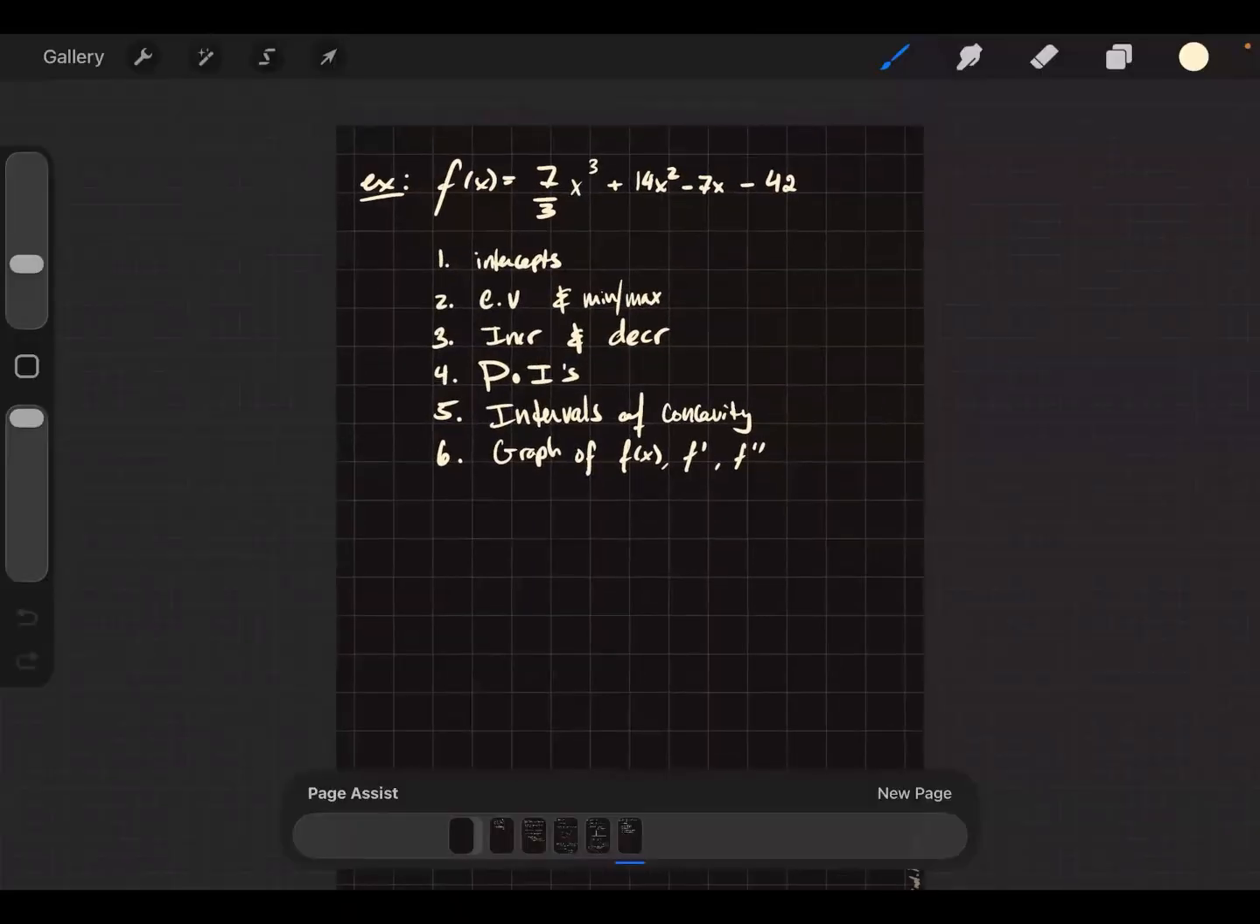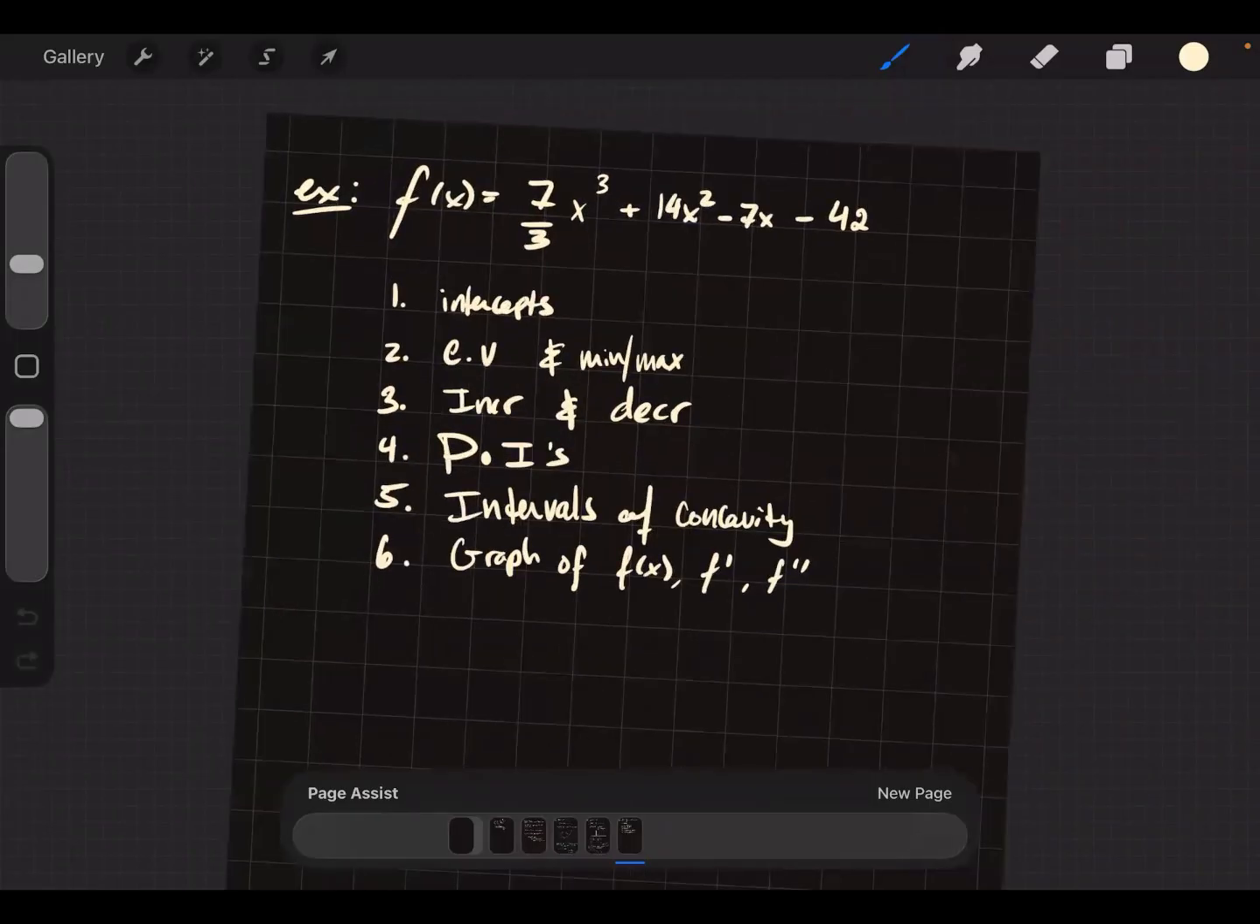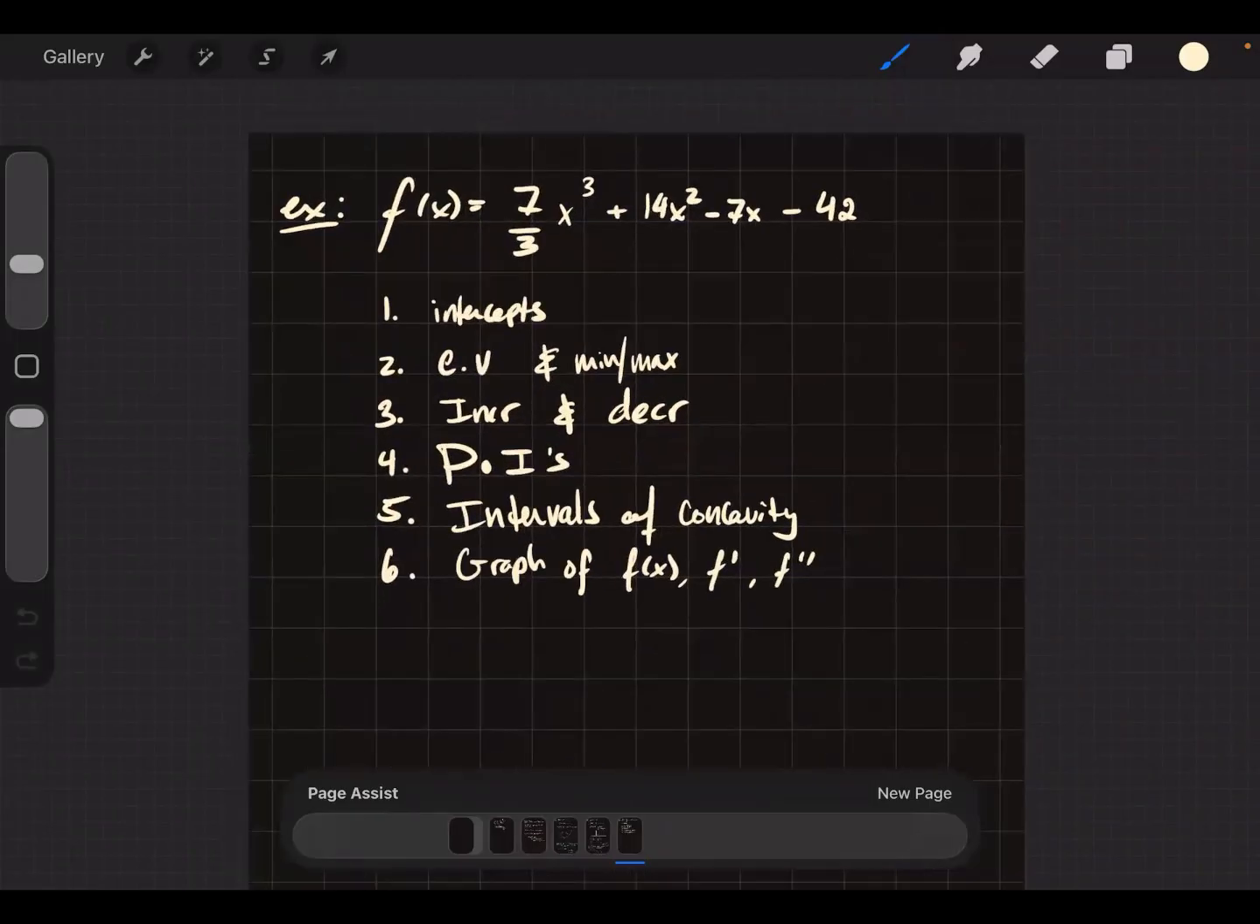Okay, so what I'm gonna have you guys do now is work through this problem. Find the x and y intercepts of the function, the critical values, any min maxes, increasing and decreasing intervals, points of inflection, intervals of concavity, and the graph of f of x, f prime of x, and f double prime. The graph of f prime and f double prime don't have to be perfect, okay? And the graph of f of x should use data that you gathered from points 1 through 5, okay?